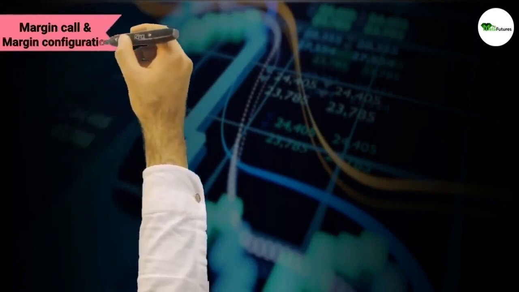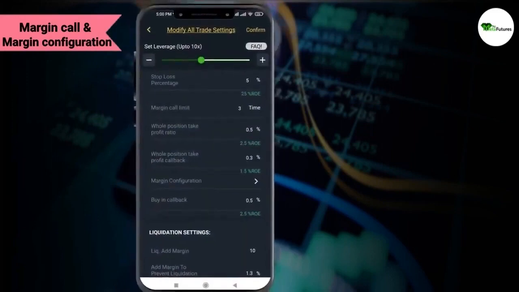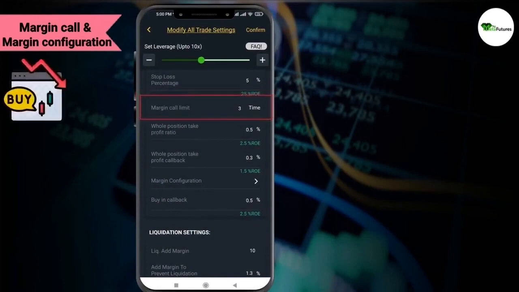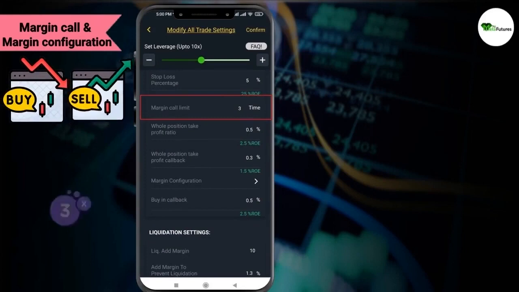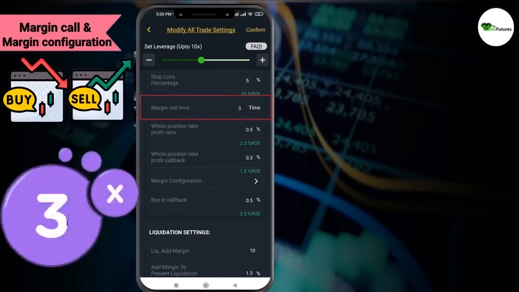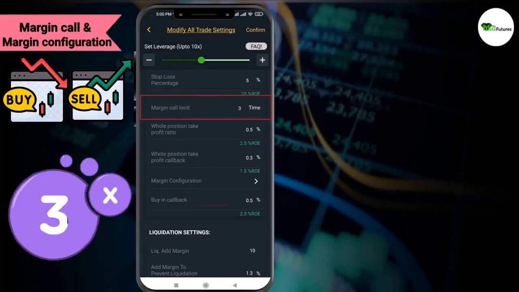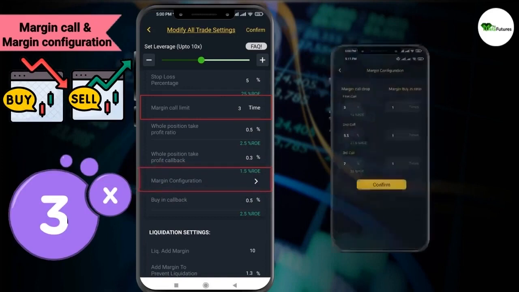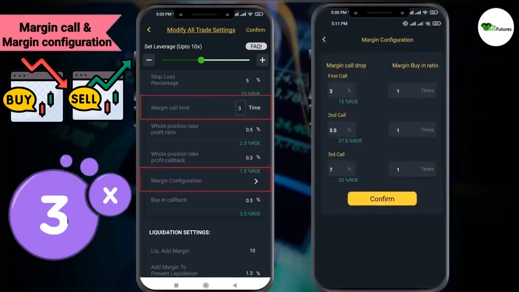Let's talk about margin call limit and margin configuration. The margin call limit is used for averaging. You can buy or sell the same trade with a higher or lower amount to decrease the loss percent. The margin call limit determines how many times the bot will buy or sell a particular trade. As I have entered 3 in margin call limit, the bot will buy or sell a trade 3 times. To understand the margin call limit properly, let's talk about margin configuration. Friends, as much value as you enter here, the same number of calls will display in margin configuration. I have entered 3 in the margin call limit, so 3 calls are getting displayed here.